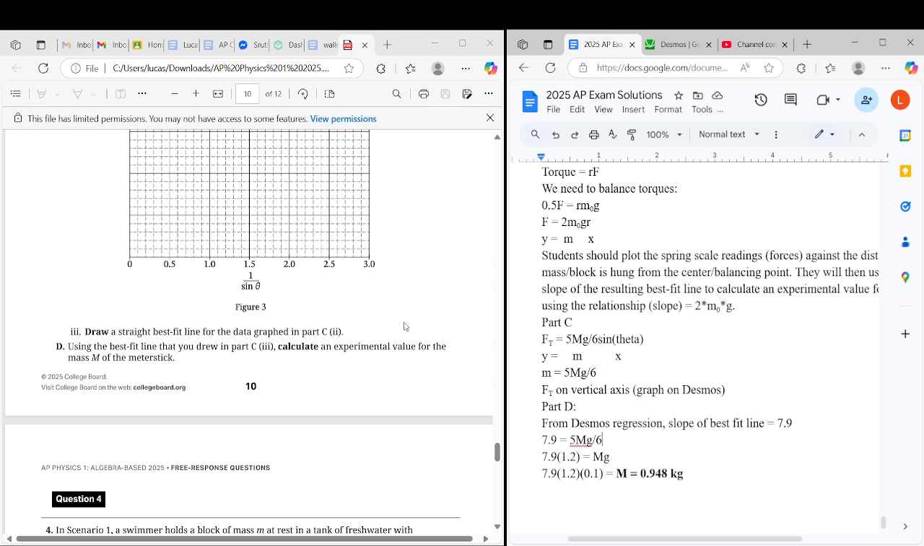So next time we're going over the final question on the test, which is the quantitative qualitative translation.